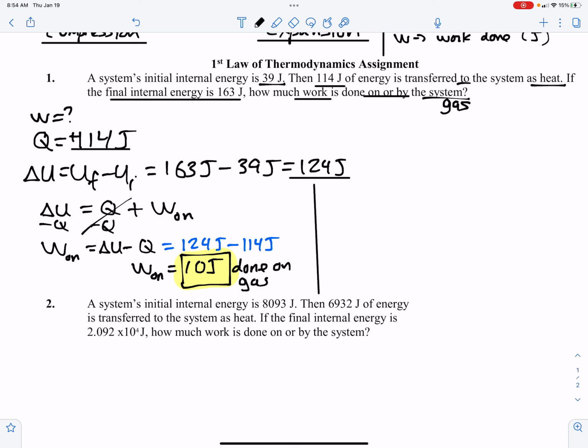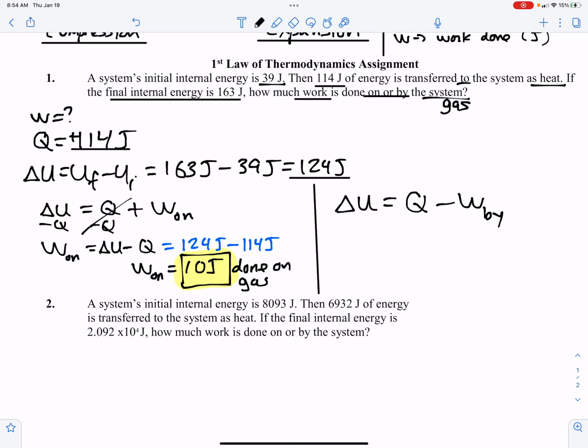Okay, now if I took a look at it from the opposite point of view, Q minus the work done by the gas, let's say the gas was being compressed. That means 10 joules of work done on the gas is negative 10 joules of work done by the gas. So let's just see it play out.